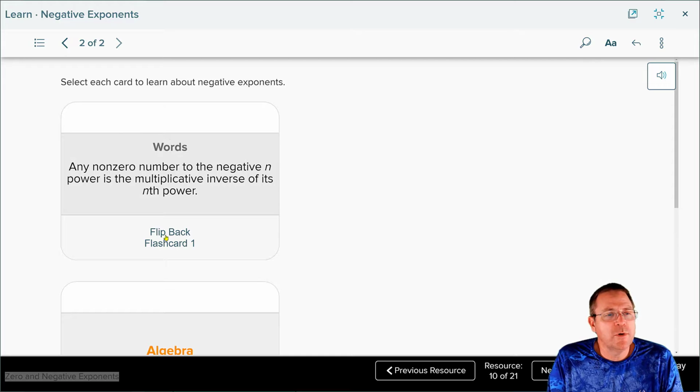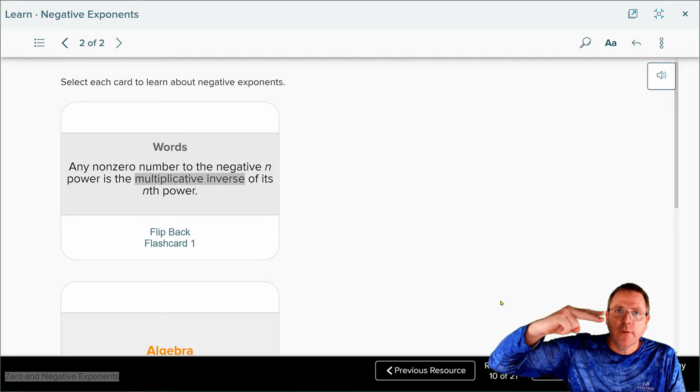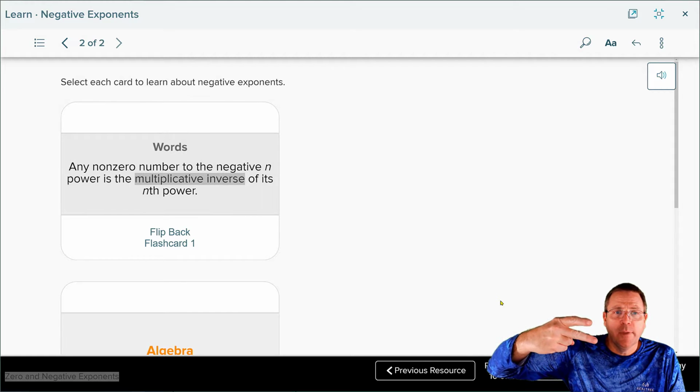So in words, we would say any non-zero number with a negative n power is going to be the multiplicative inverse of its nth power. Well, that is about as clear as mud. Let's break it down, and I want to mention this multiplicative inverse concept here. Remember, the multiplicative inverse is where you flip the number.